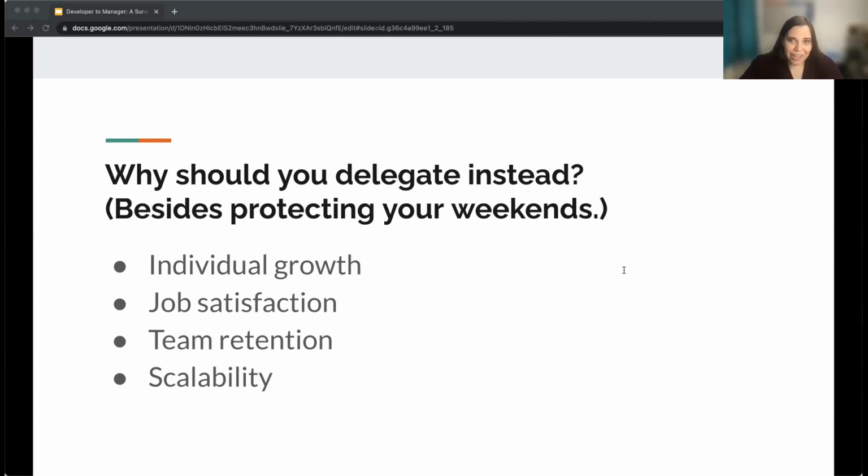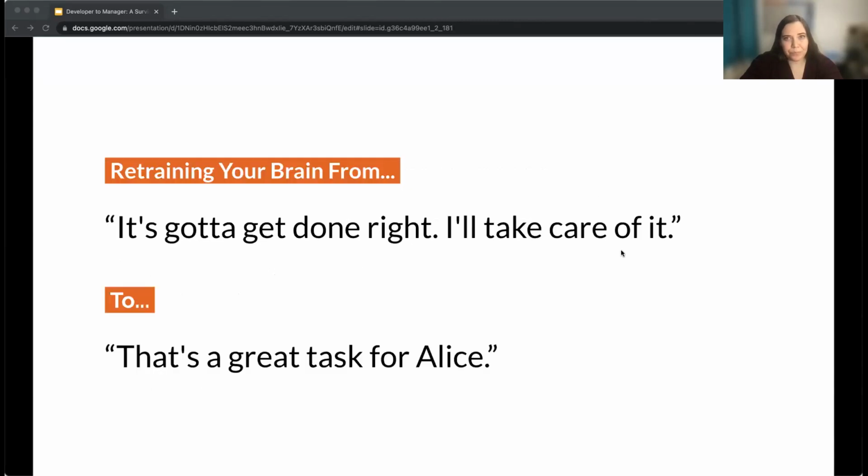And finally, this scales what your team can do. So rather than it being just what you can micromanage, they can act independently and take on more. These are all really good reasons to retrain your brain from I'll just take care of it to this would be a pretty great task for this person.